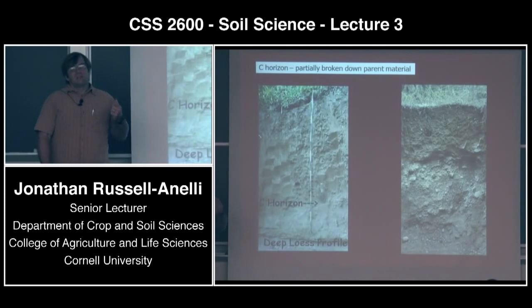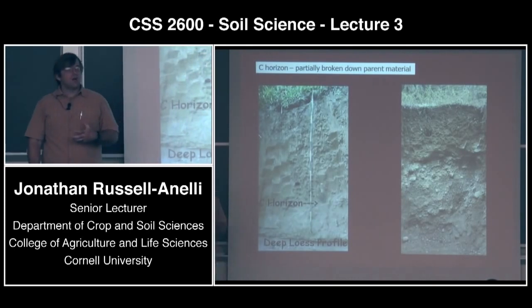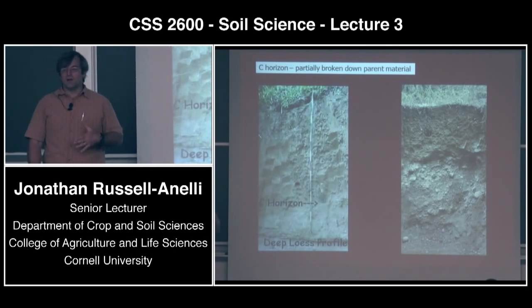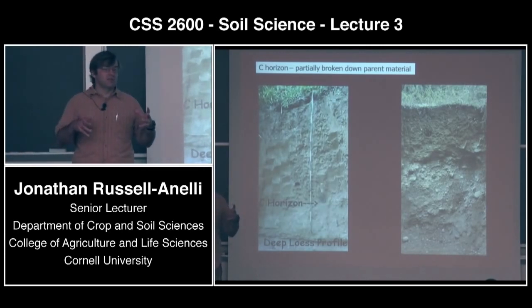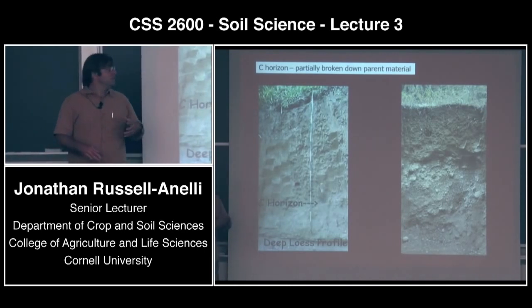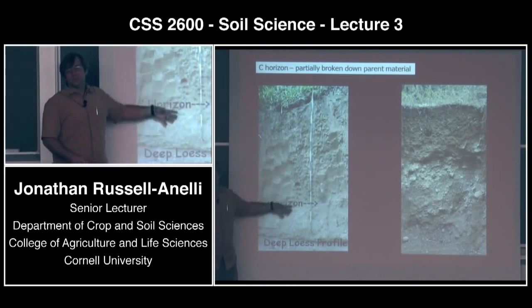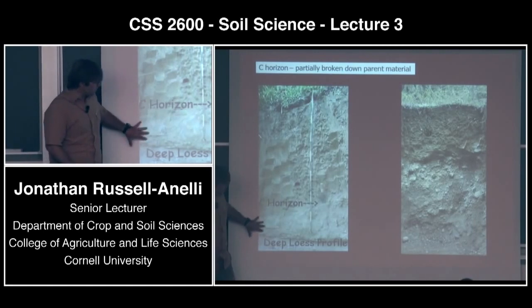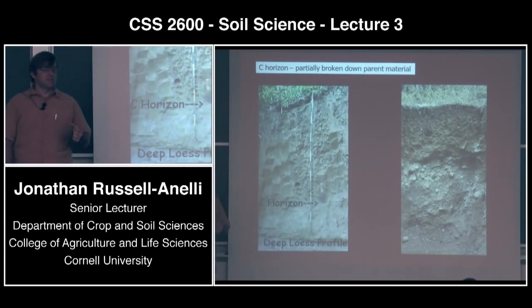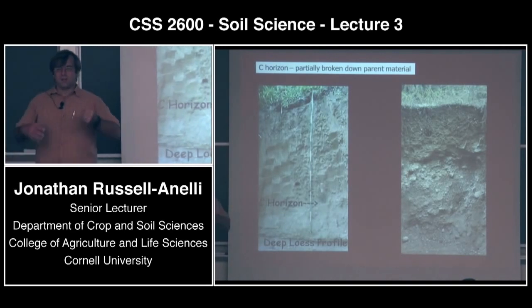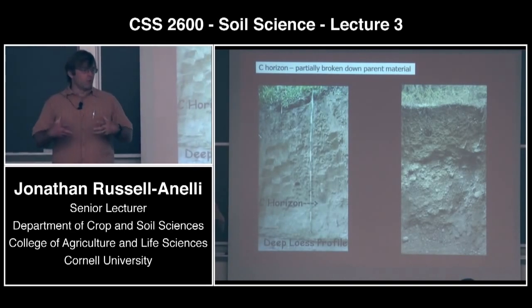Okay? Technically, there's not supposed to be any kind of biological activity going on in here. So if you see roots or something like that, it's not a C horizon, it's a B horizon or something else. Okay? But in reality, we do often see roots and things like that in here. But basically what we're looking at is parent material, undifferentiated material, stuff that has not been subjected to soil forming processes. Okay?